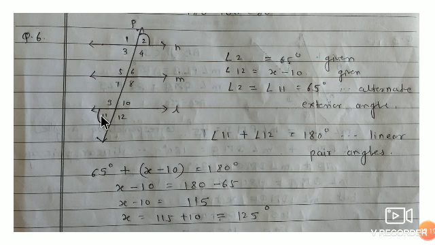Like the last example, this angle 11 and angle 12 are angles in a linear pair, so their sum is 180 degrees. Here also put the value of the angles. 65 degrees plus x minus 10 is equal to 180. After solving, we will get the value of x as 125 degrees. So option number 4 is correct.